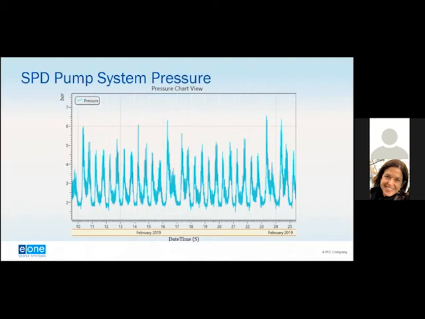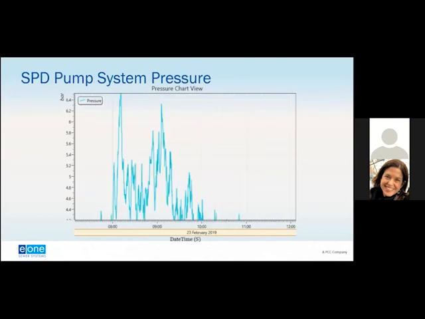You can see some definite spikes. But let's look at a tighter version. Here we're looking at just one day, and the tick marks down here are 2-minute increments. And you can see that with the semi-positive displacement pump, you have some pretty big variances of the total dynamic head over a very short period of time.